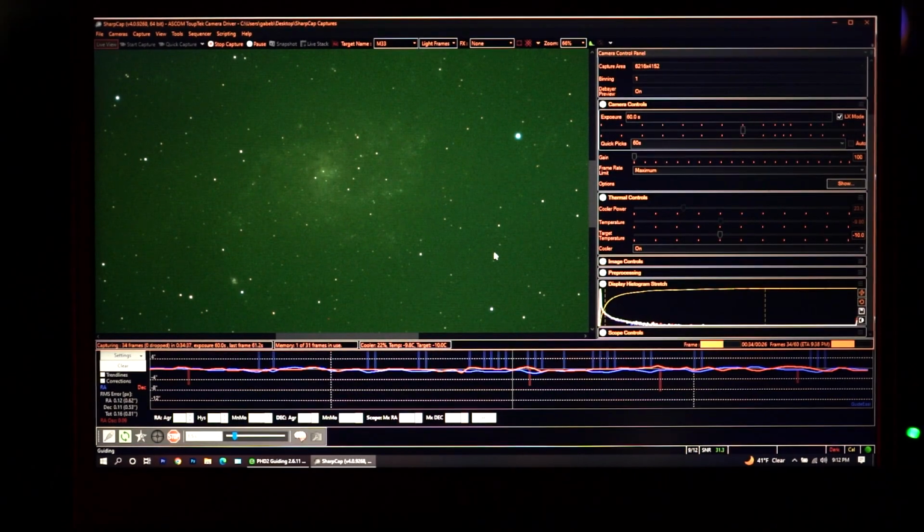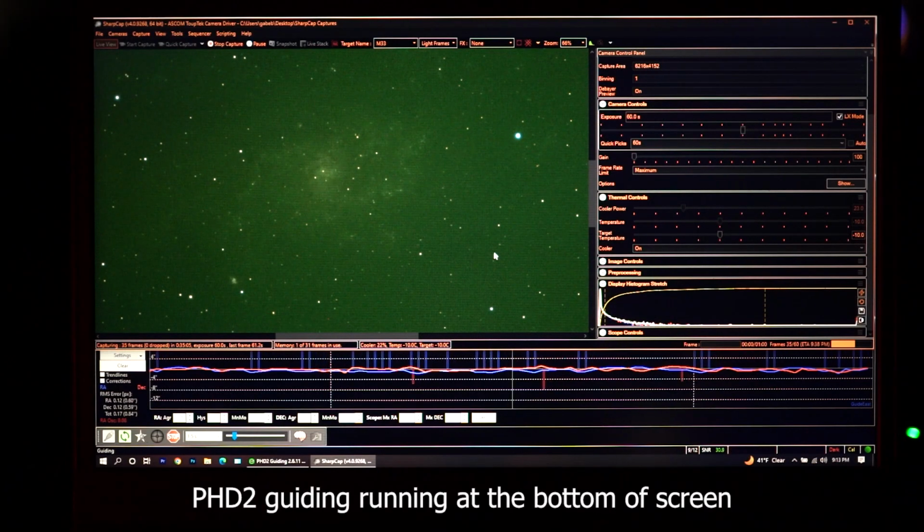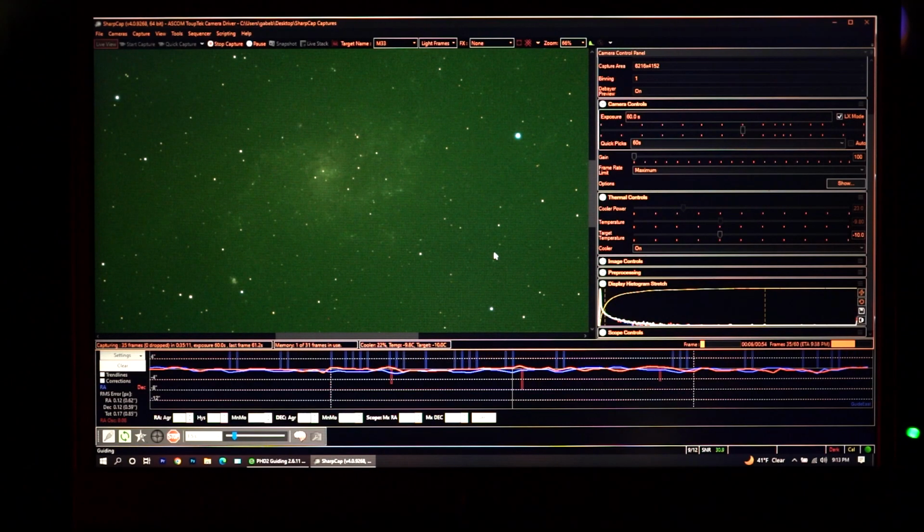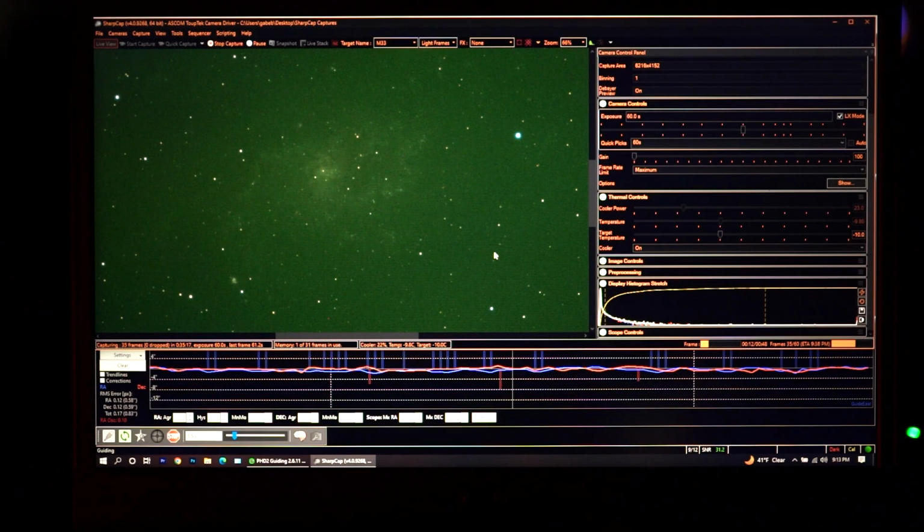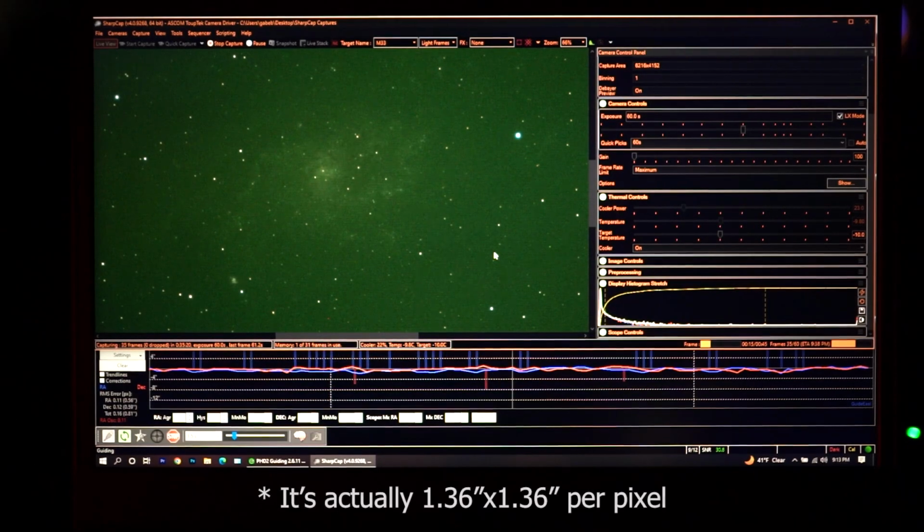Tonight I'm capturing 60 second subs at gain 100. That's like the lowest gain, and I usually capture like 60 of them, so that's an hour. Then I just restart it. The tracking is decent. It's under one arc second. It's 0.84 right now, which is plenty good, because I think the resolution of my rig tonight is like 1.6 arc second, so anything under that would produce good stars.